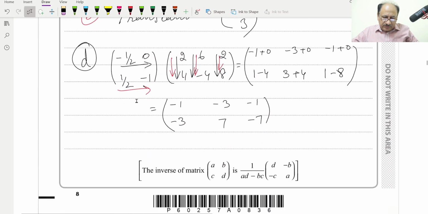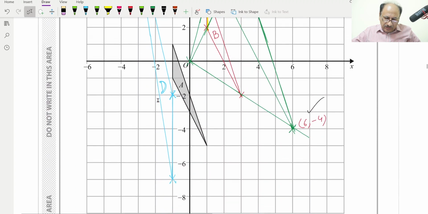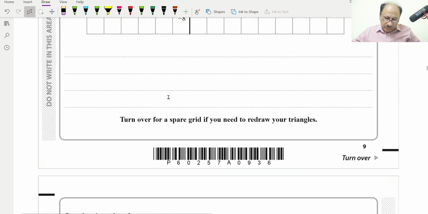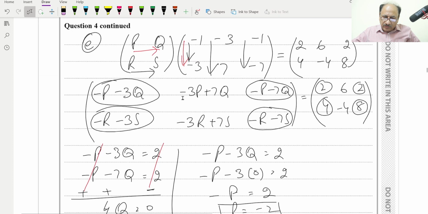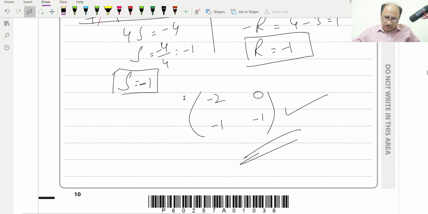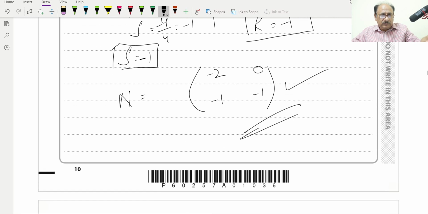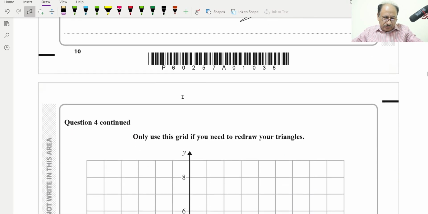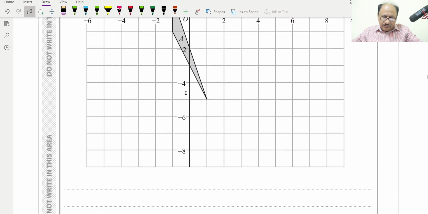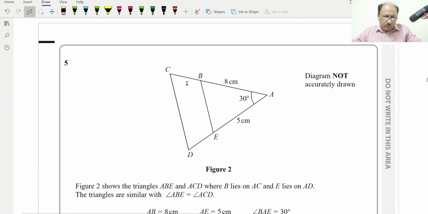And find the matrix N. This is our N matrix basically, which we found over here. This one is N matrix, so we can write N is equal to this one. Hopefully you understood each and everything. This grid they have additionally provided.